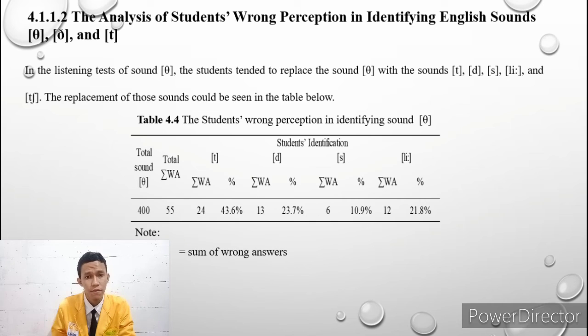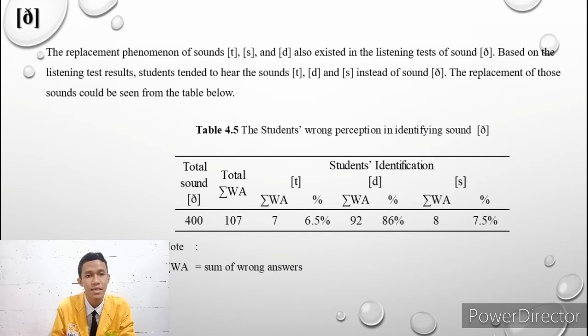And then the replacement phenomenon of the sounds t, s, and t also exists in the listening test of sound th. Based on the listening test result, students tend to hear the sounds t, d, and s instead of the sound th. The replacement of the sound can be seen in the table. From the table, we know that most of the students tend to replace the sound th with the sound d.